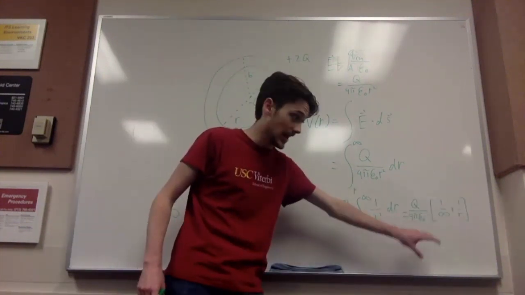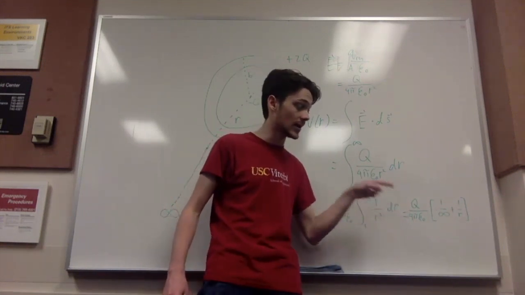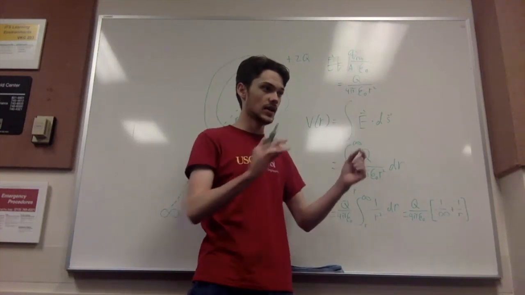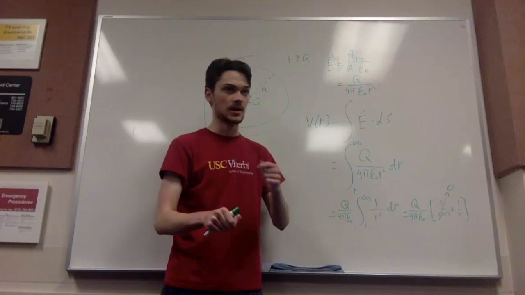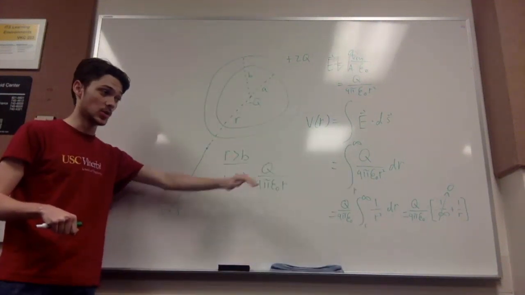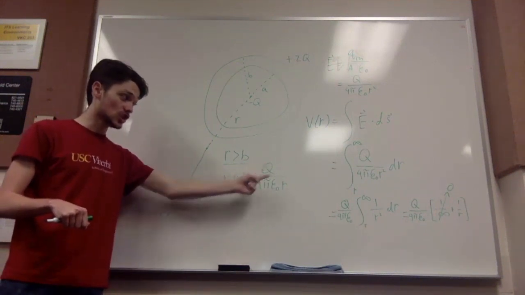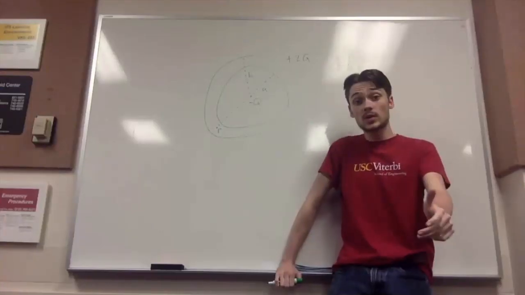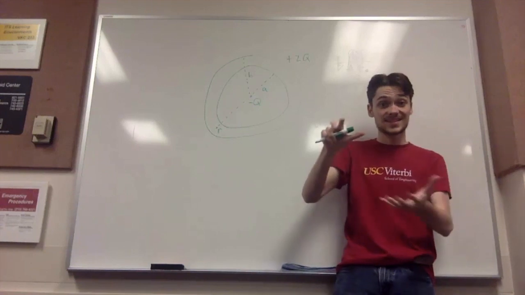We integrate, and we get that the answer to this is going to be Q over 4 pi epsilon naught times negative 1 over infinity plus 1 over r. And as we know, any constant divided by infinity goes to 0. So finally, we get that the voltage anywhere where R is greater than B is going to be equal to the charge Q divided by 4 pi epsilon naught R. Now we want to find the electric potential for some R inside the shell.